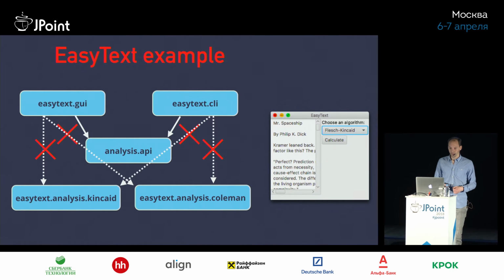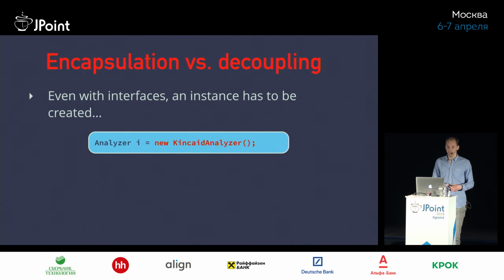So what we really want is to have some API, some analyzer interface in between, which, for example, lives in the analysis API module. And we want our EasyText GUI and EasyText CLI modules to only know about this API, to only know about this analyzer interface. And somehow they should be able to get a hold of implementations of this interface without explicitly knowing where they come from. Now, this sort of sounds like inversion of control, right? This is the original problem that dependency injection frameworks also try to solve. And indeed, this is also solvable using services in the module system.